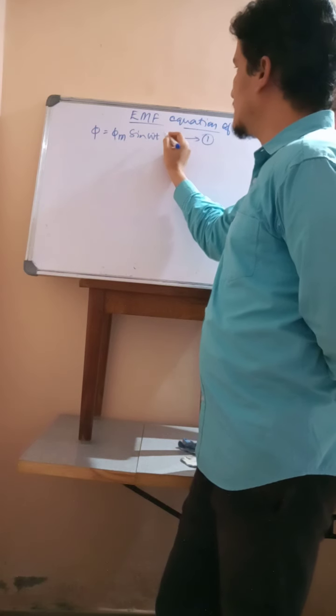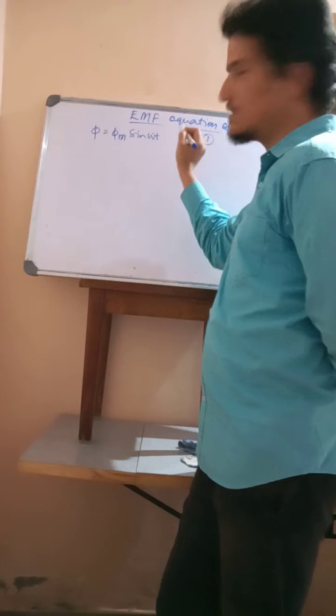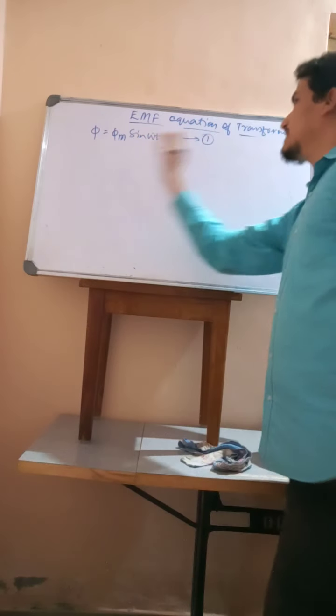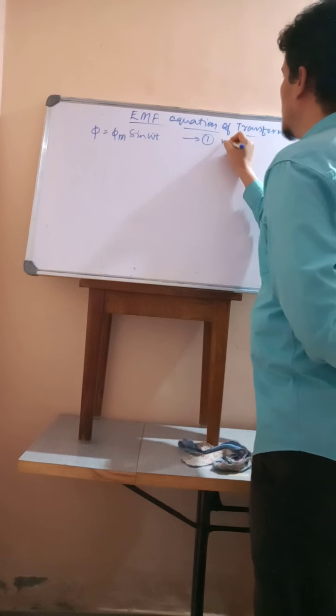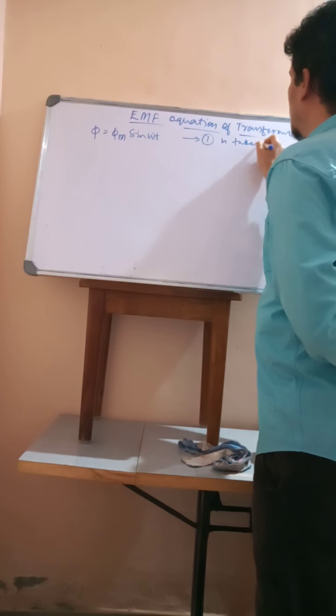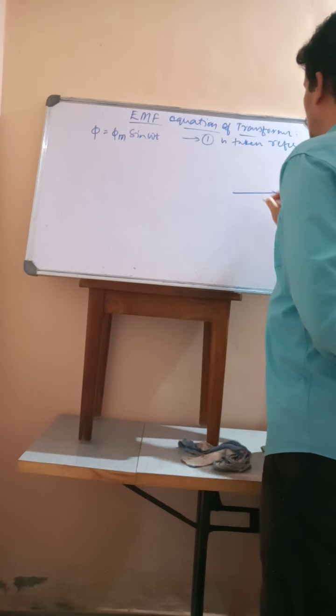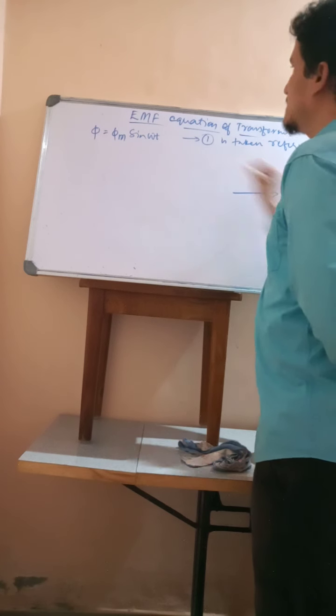So what is the standard form? Plus or minus, the angle should be there. No angle is given means what? This flux is taken as reference. Reference means if this is the 0 degree, it is 0 degree.